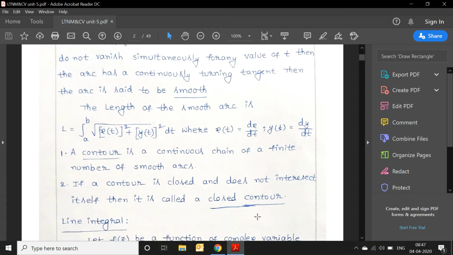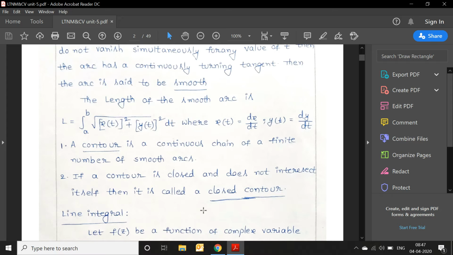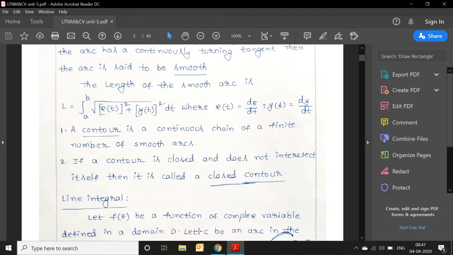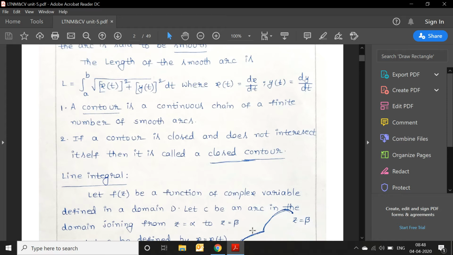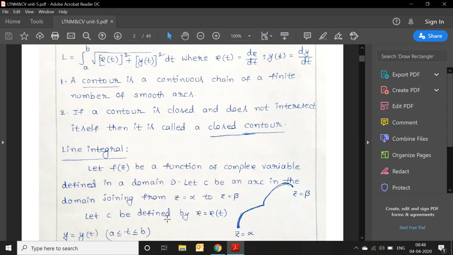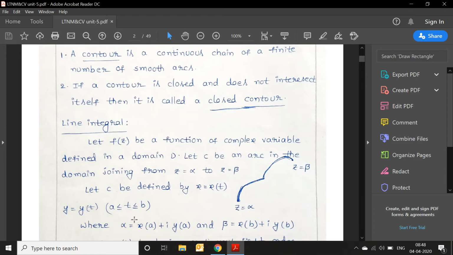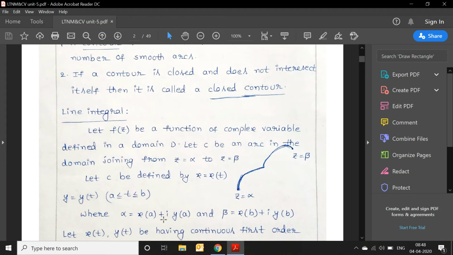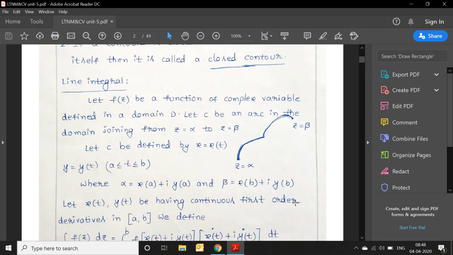Now the first topic in complex integration is the line integral. If you integrate a function f(z) with complex variable defined in the domain D, let C be an arc in the domain joining z = alpha to z = beta. Let C be defined by x = x(t), y = y(t), t a point in the closed interval [a, b]. Alpha = x(a) + i y(a). Beta = x(b) + i y(b). Both alpha and beta are complex values.